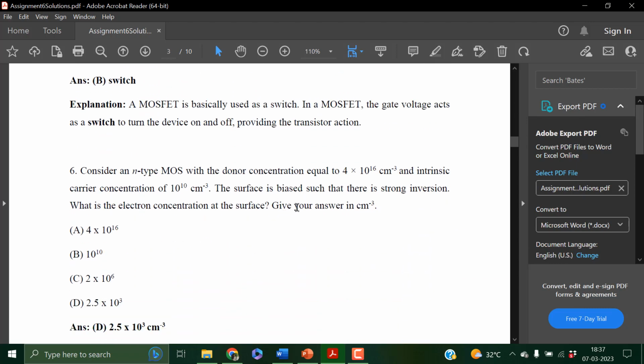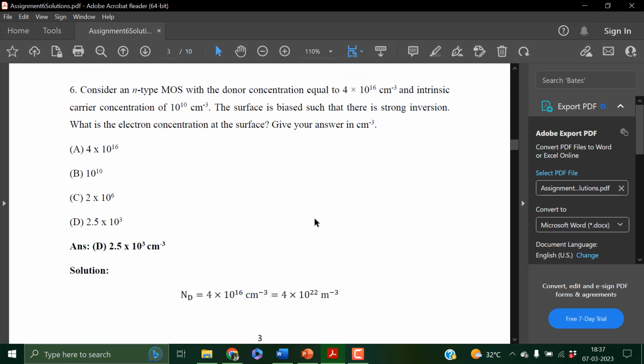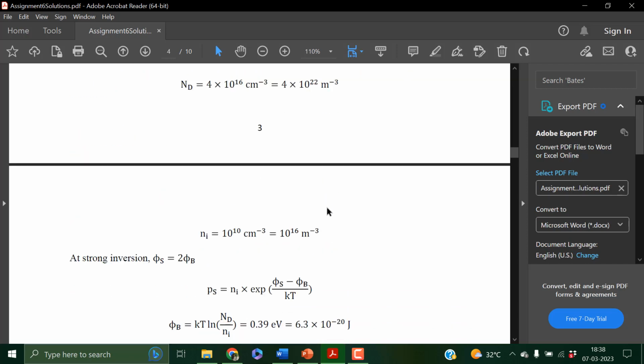Consider an N-type MOS with donor concentration equal to so and so and intrinsic carrier concentration of 10 power 10. The surface is biased such that there is a strong inversion. What is the electron concentration at the surface? So basically ND is given to us, Ni is given to us, and what happens at strong inversion? There is a relation at strong inversion, right?